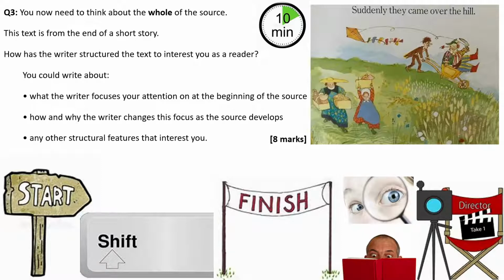You could write about what the writer focuses your attention on at the beginning of the source, how and why the writer changes this focus as the source develops, and other structural features that interest you. So for our 8 marks, these pictures along the bottom are going to be how we get them all. We're going to talk about the start of the extract, the shift, where there's a shift in tone, mood, environment, atmosphere, and the finish line, what's happened at the end.